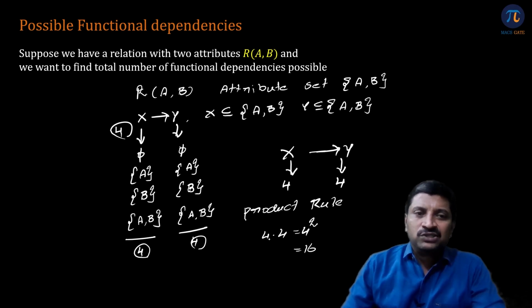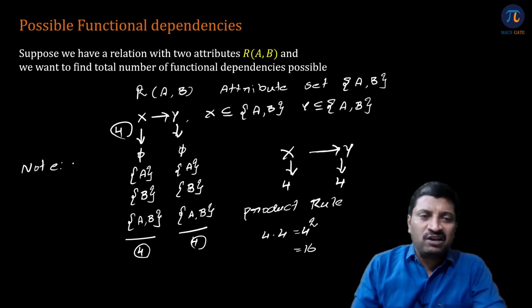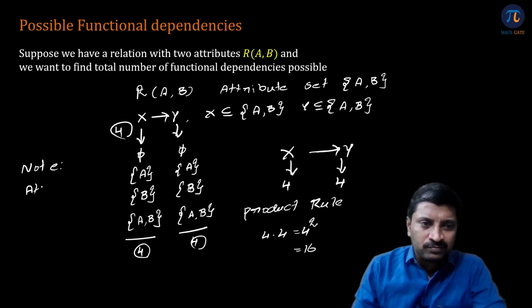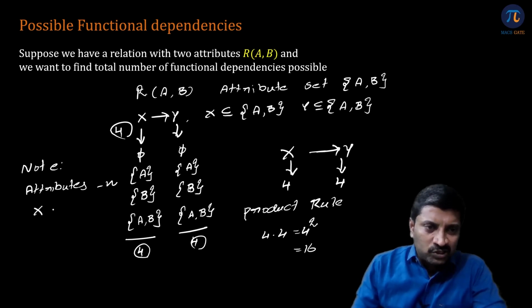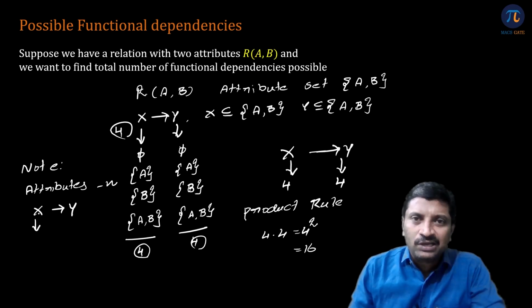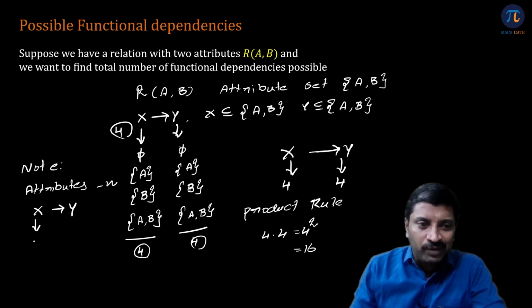Is that clear, sir? Let us generalize it. Suppose we have an attribute set with n elements. We have n attributes. Then what is the total number of functional dependencies possible? Now X goes to Y. For X, how many possibilities will be there, sir? The number of subsets of the attribute set. Here the attribute set contains n elements. So the number of subsets will be 2 power n.